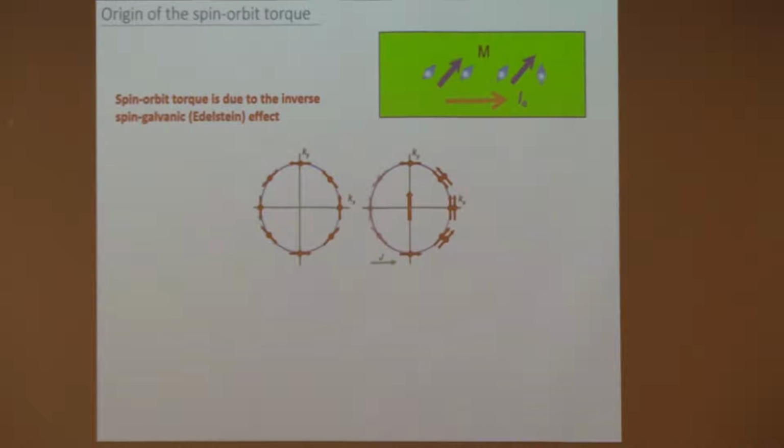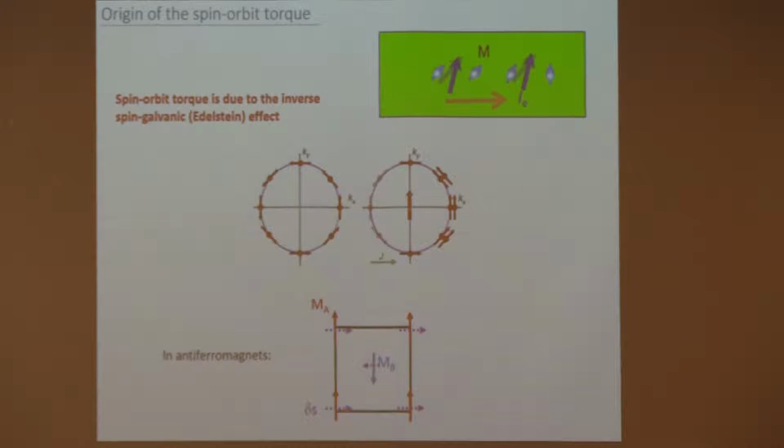Right. So, as I said, the origin of this bulk spin orbiter is the inverse spin galvanic, or so-called Edelstein effect, which means in a material with broken inversion symmetry, an electrical field creates some non-equilibrium spin polarization. This effect has been demonstrated, but in a non-magnetic material it's not so interesting because the spin polarization is small. But if we have a magnetic material, and the spin polarization interacts with the magnetic order, it can even switch it. And so then this is more interesting.